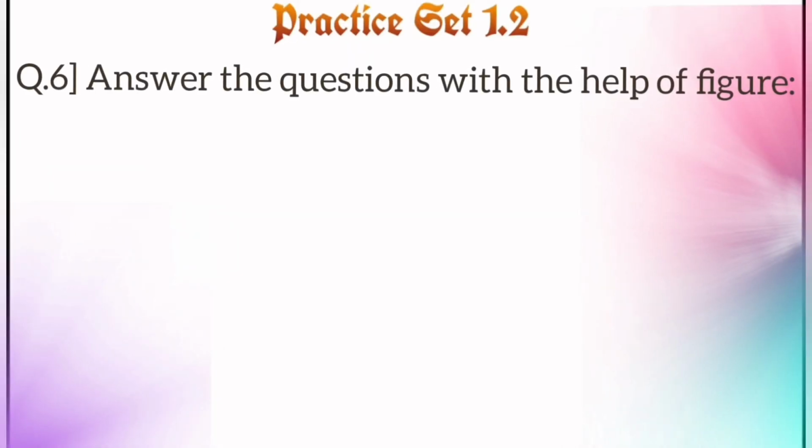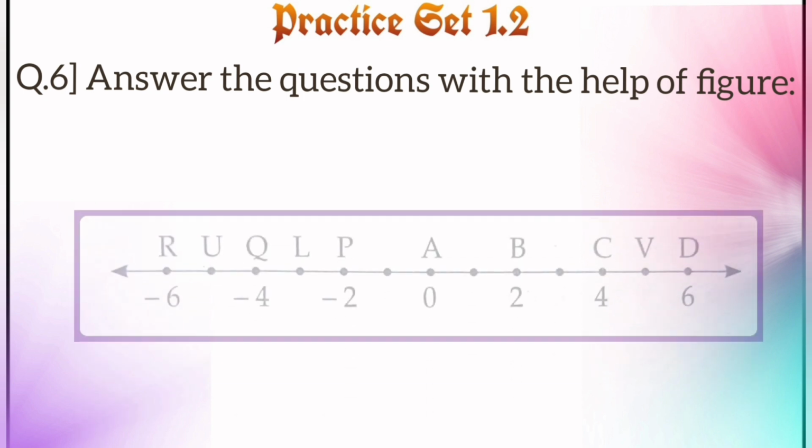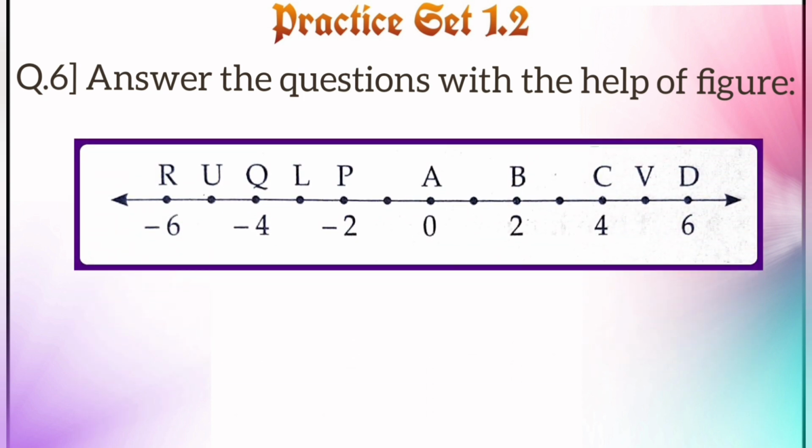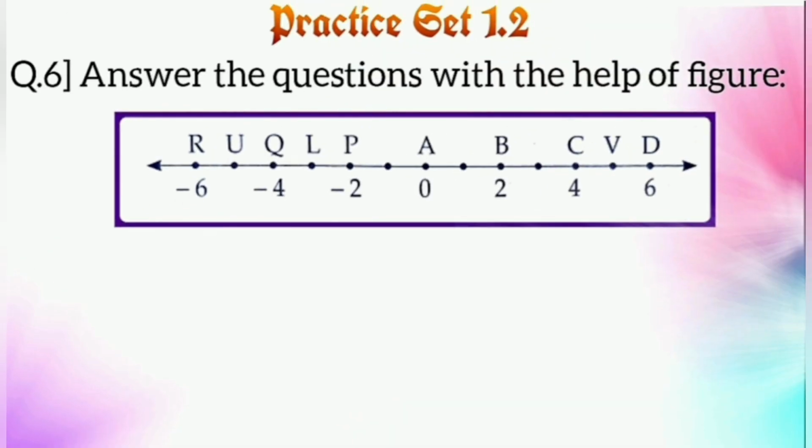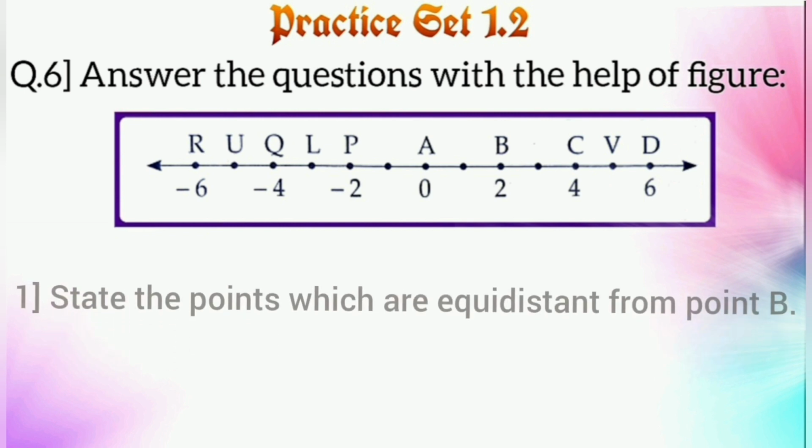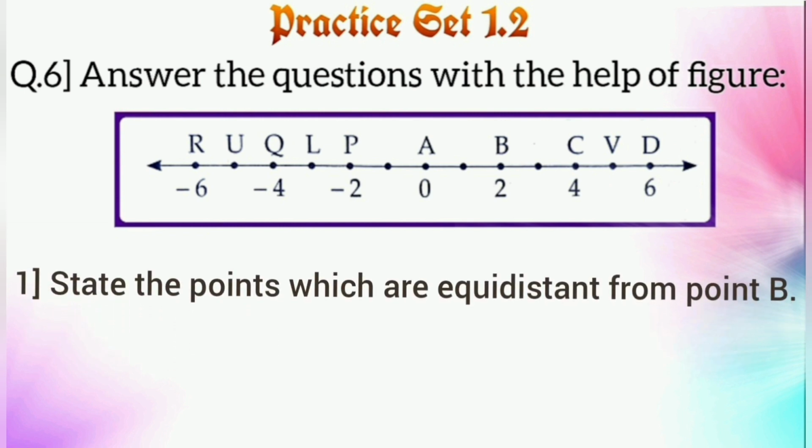Question number 6. Answer the questions with the help of the figure. So here a figure is given. There are many points on it and their coordinates. Okay, so let's see what the first one is. State the points which are equidistant from point B.